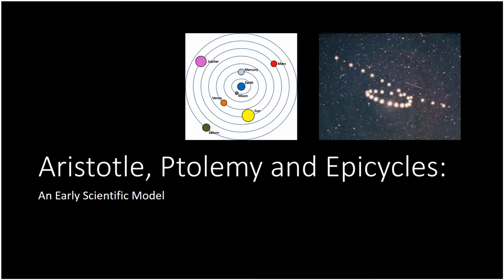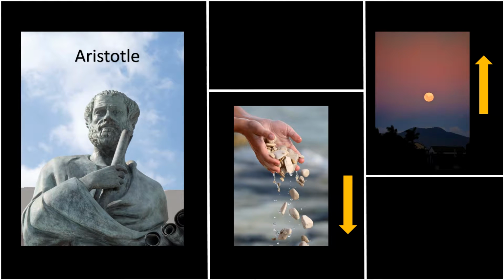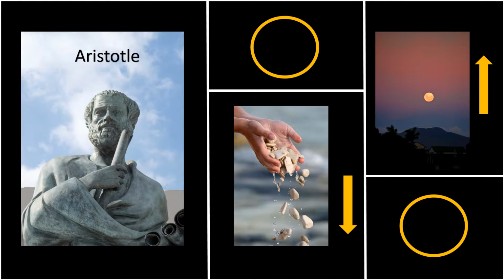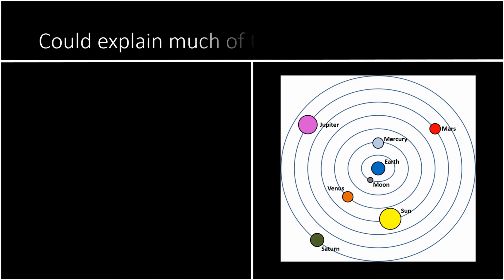We will begin with an early scientific model. The Greek philosopher Aristotle believed that earthly matter falls to the earth, but heavenly matter remains in the heavens, traveling in circles, the most perfect of all possible motions. The geocentric theory said that the Earth was stationary and at the center of the universe. The original geocentric model could adequately explain much of the data available at the time.